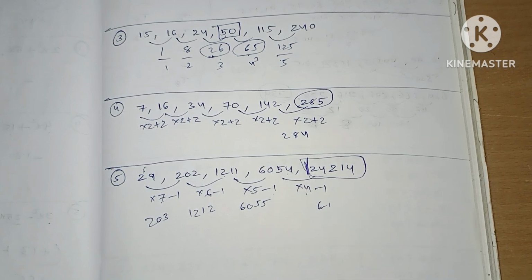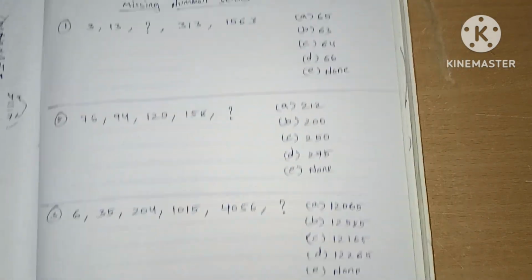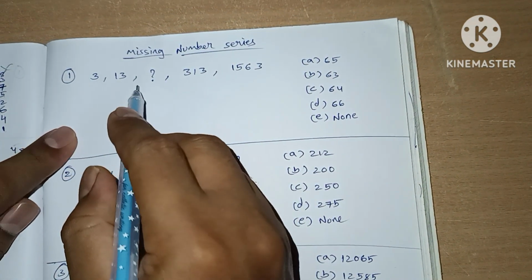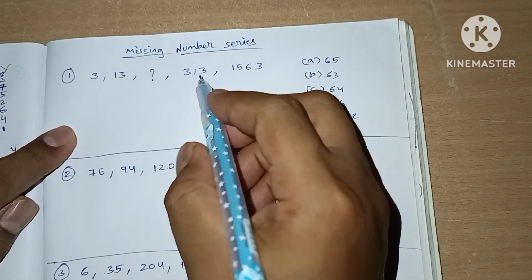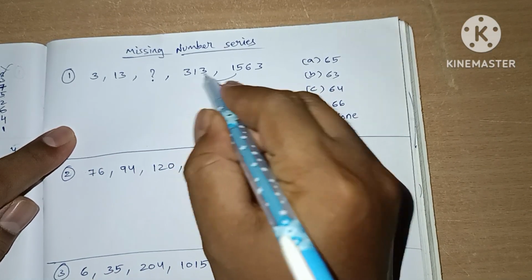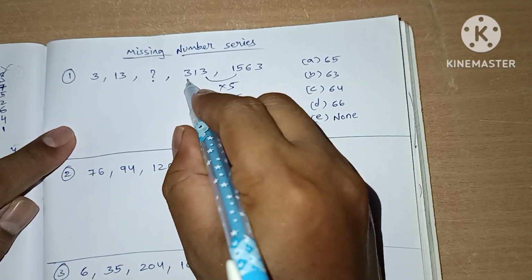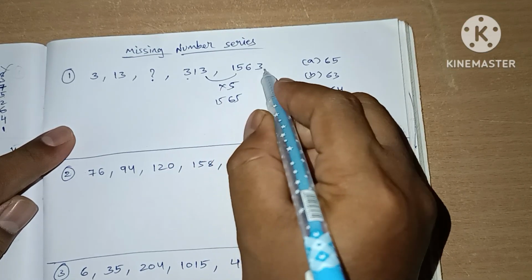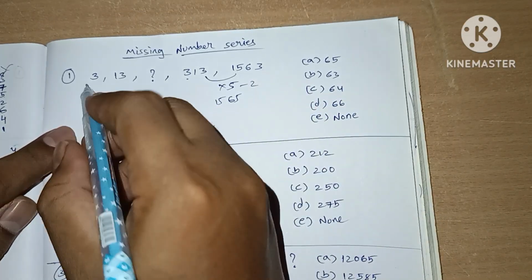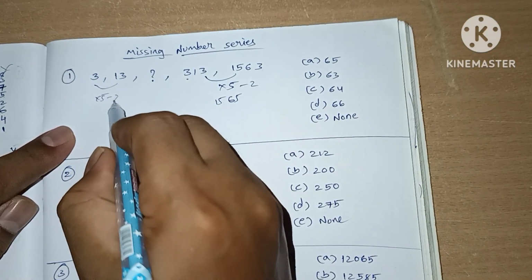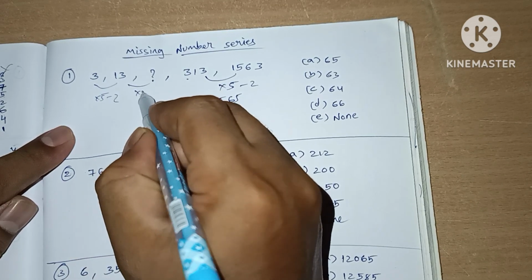Okay, now we are going to see missing number series. Here we have these numbers. It is nearly into 5 times. 5 13 times will be 65. 5 3 times is 15. 15, 65. Here 15, 63. So it is minus 2. Here it is nearly into 5 times minus 2. So it must be into 5 minus 2.